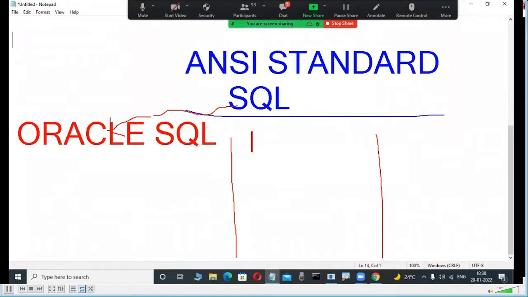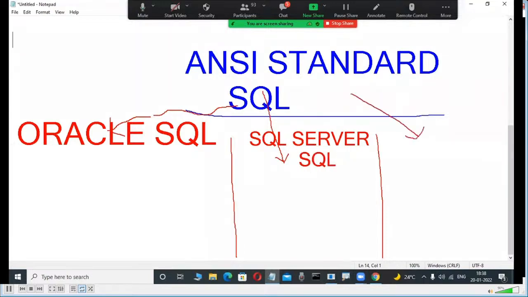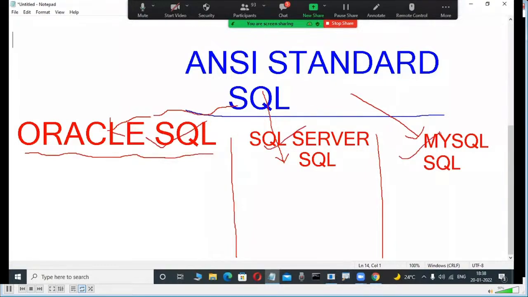Again, observe here, SQL Server, a Microsoft product, created their own SQL from this ANSI standard SQL, that is called SQL Server SQL. Again, MySQL created their own SQL language from this ANSI standard, that is called MySQL SQL. That's why in our class we are learning Oracle SQL. How do we differentiate all these SQL languages? Conceptually, they are the same.